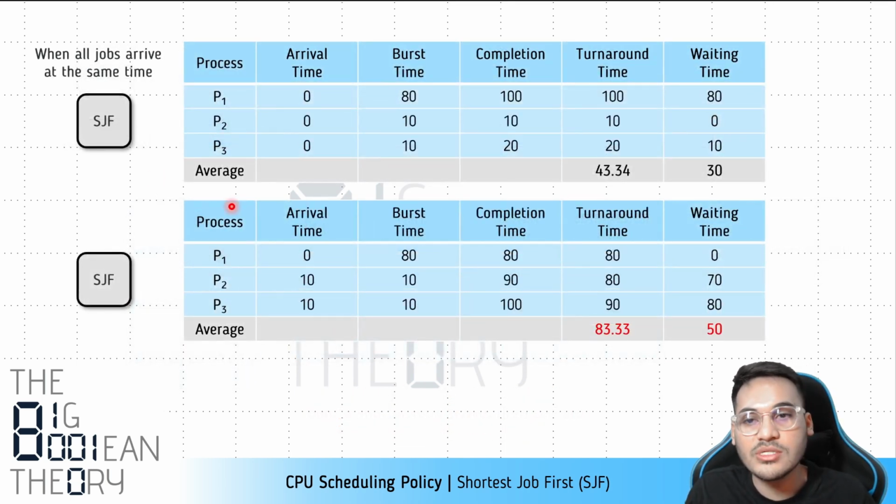We can compare the numbers between the two cases in example one. So this is example one. When all jobs arrive at the same time, the processes are the same and they have the same burst times, but in this case, example one, all jobs are arriving at the same time.